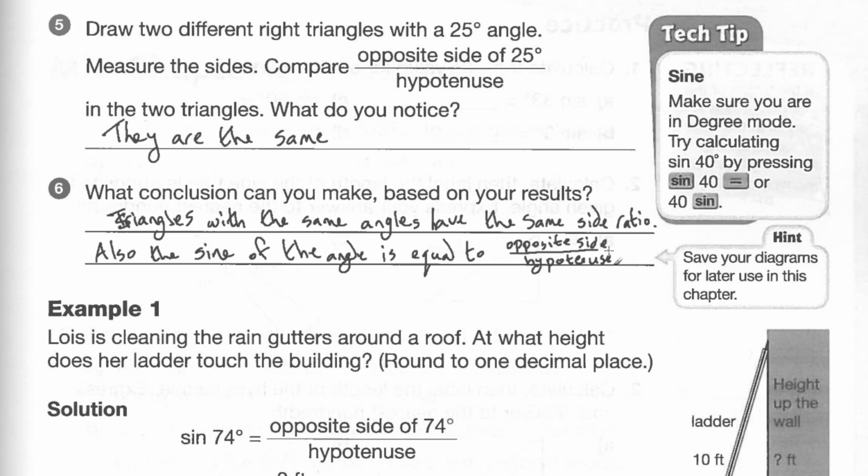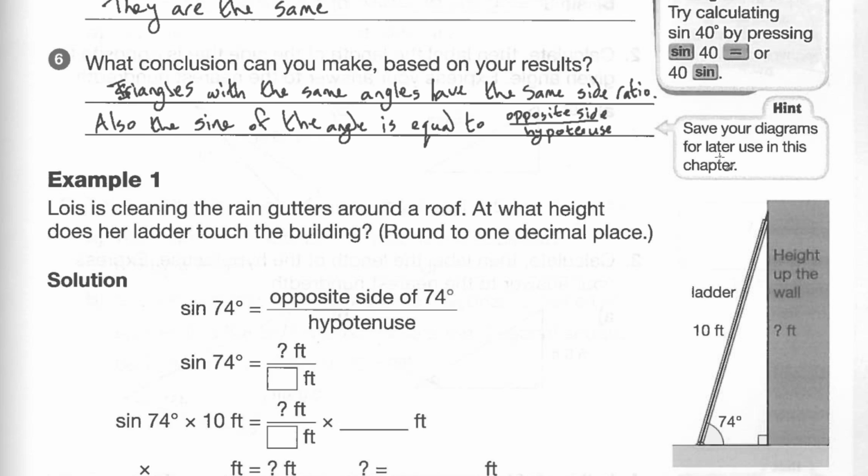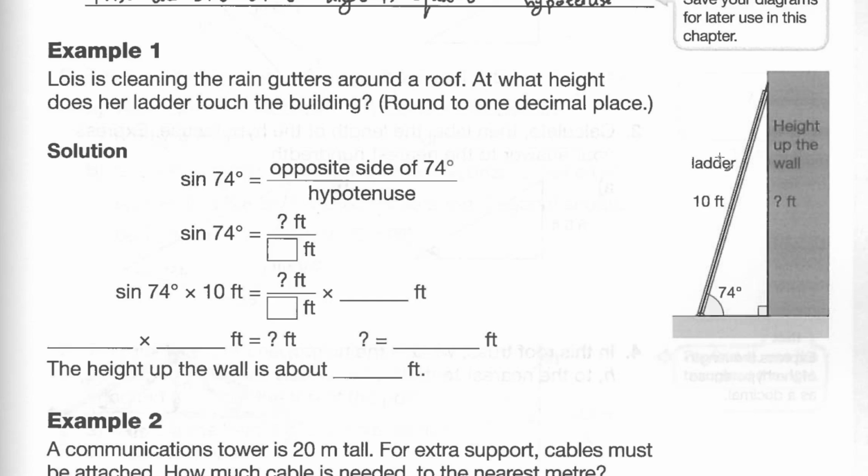There we go. It says save your diagrams for later in this chapter. So if you make them, save them. Let's do a couple of examples now using this information. Lois is cleaning the rain gutters around a roof. At what height does her ladder touch the building? Round to 1 decimal place.